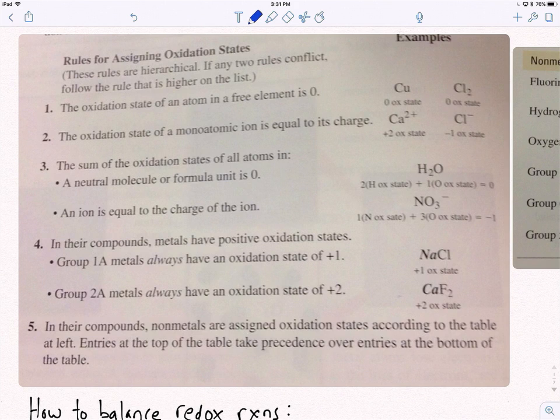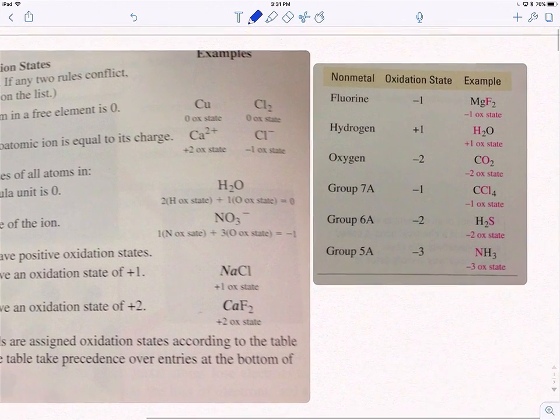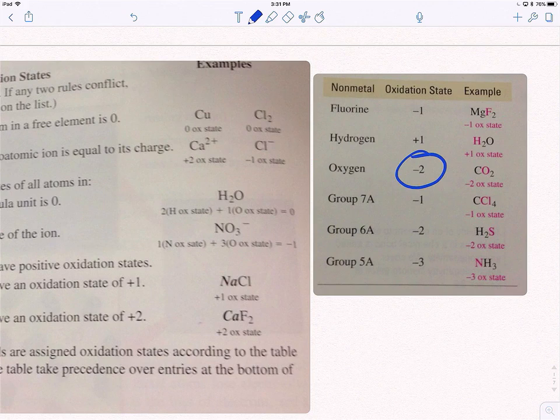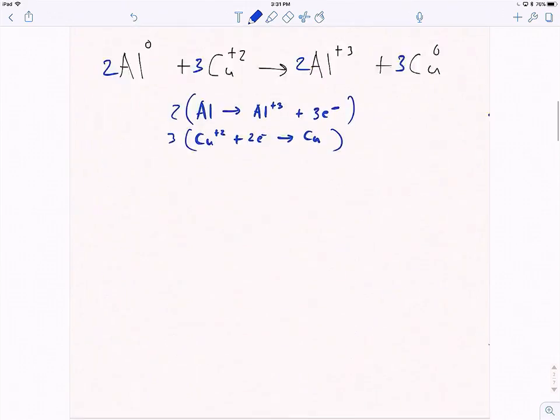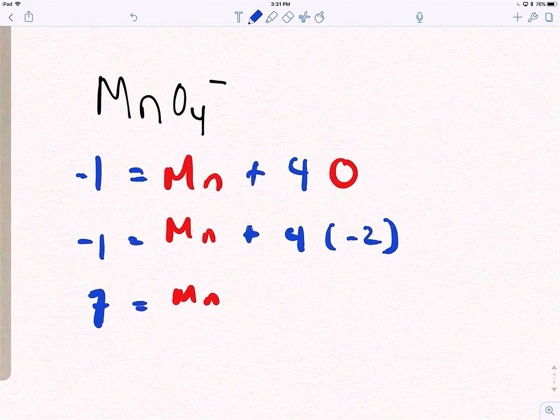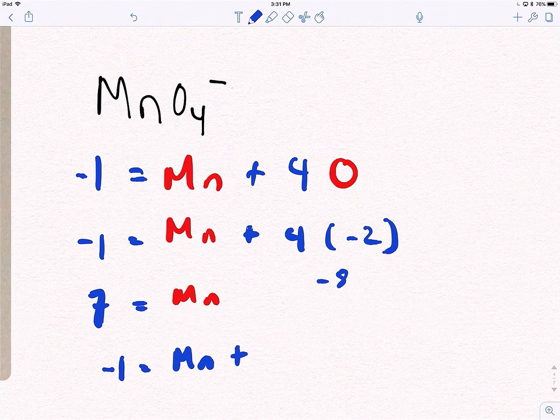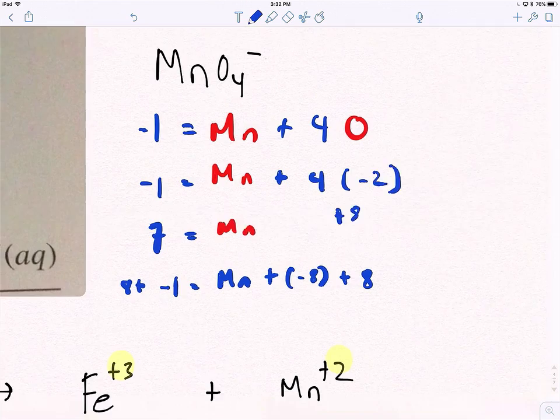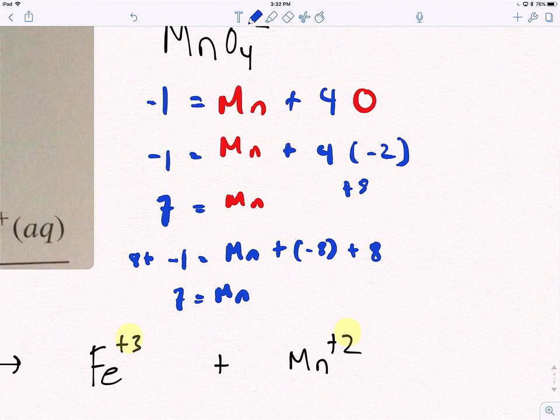So rule number four, oxygen or manganese is not an alkali or alkaline earth. And then rule number five, we looked at the chart, and then not fluorine, not hydrogen. Oh, oxygen is minus two. So oxygen tends to be minus two. So we put minus two in here for oxygens. So minus one equals manganese plus four times minus two. 4 times minus 2 is minus 8, so this is minus 8. So we add 8 to both sides, minus 1 plus 8 equals manganese. I'm sorry, I add the 8 to both sides. And 8 plus minus 1 is 7, so manganese is 7. Does that make sense now?